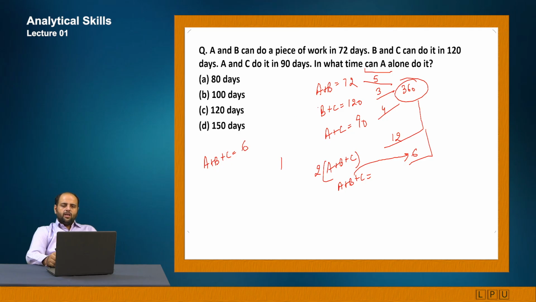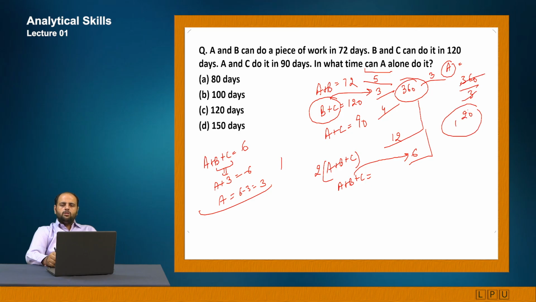As we can see, he will ask about A. As we know, B plus C's 1 day work should be equal to 3. So if B plus C's 1 day work is equal to 3, then what will be the 1 day work of A? A's 1 day work will be 6 minus 3, which should be equal to 3. So if A's 1 day work is 3, then in how many days will 360 work be completed? So 360 divided by 3, and it comes out to be 120. So this will be the answer, the number of days in which A will complete the work.